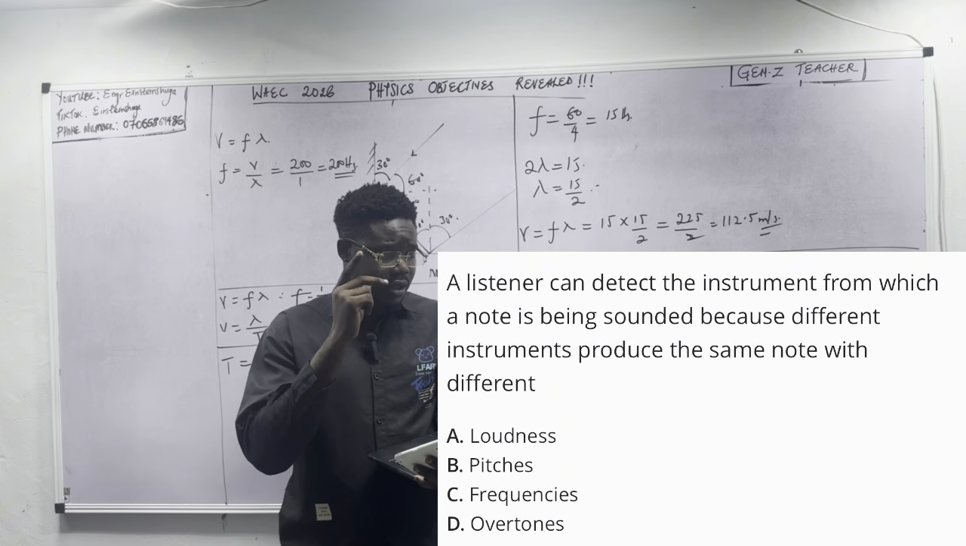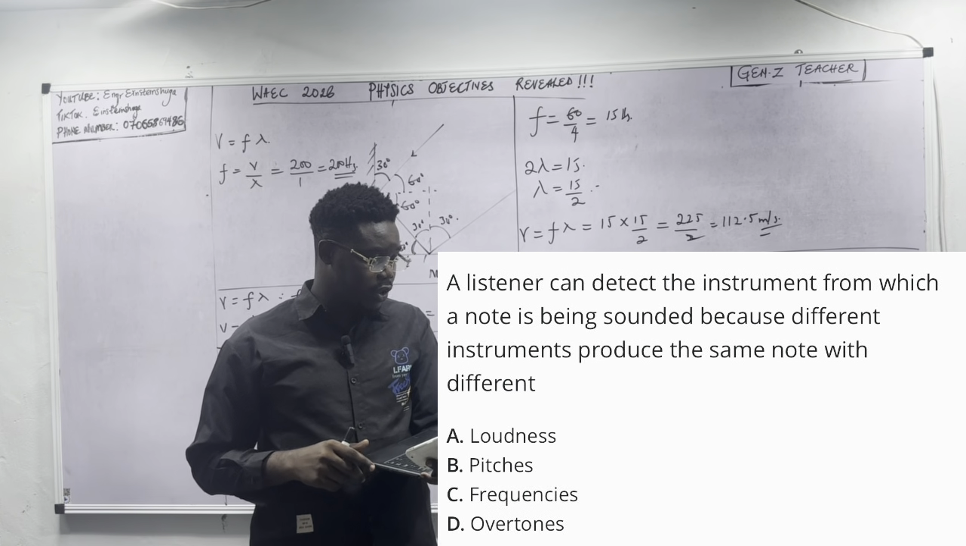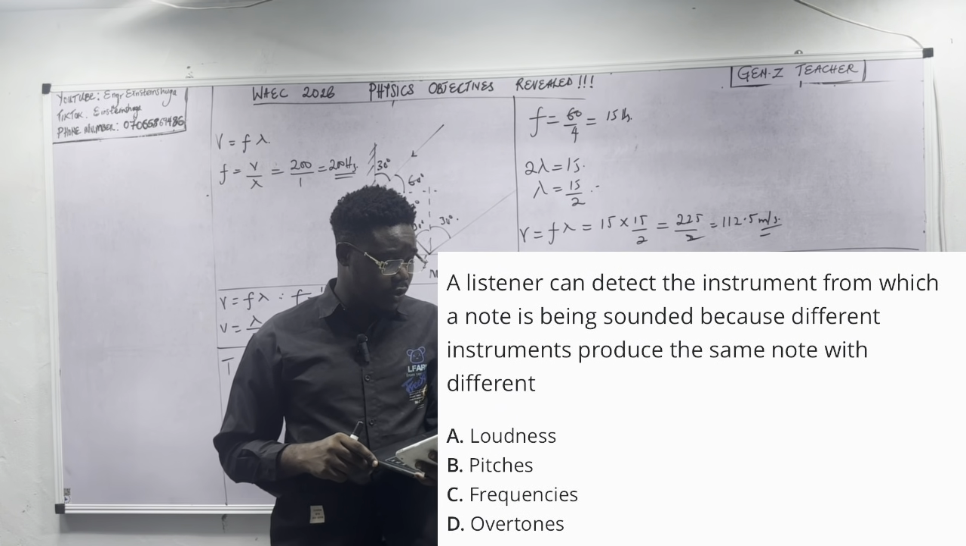So the option that is there should be option D, overtones. Option D is the correct answer to that question.